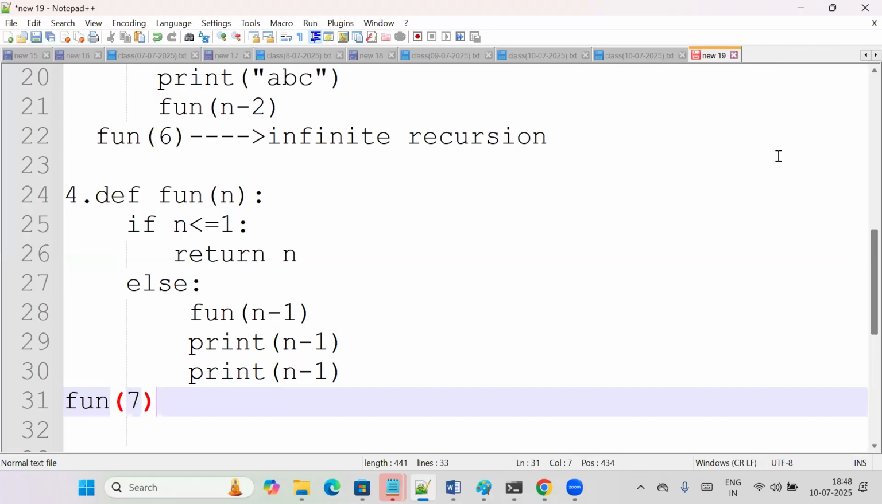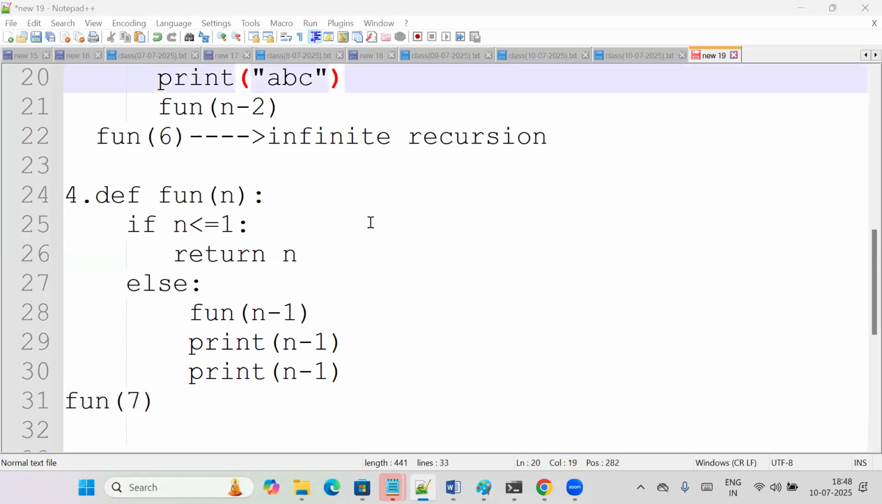Got it? 20 times got the same thing. Okay, most of the people got it. Okay, what will be the output?